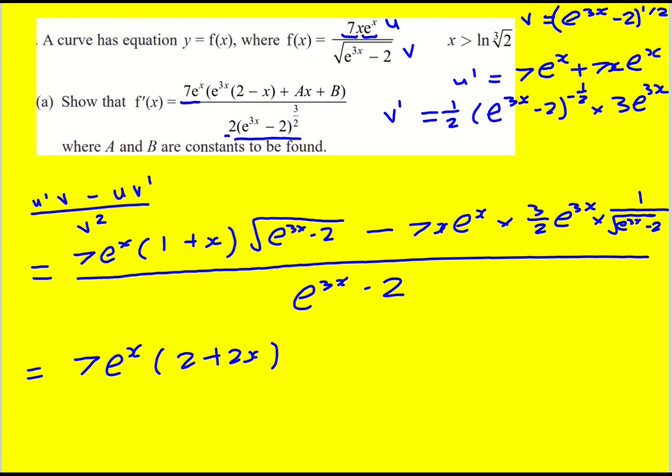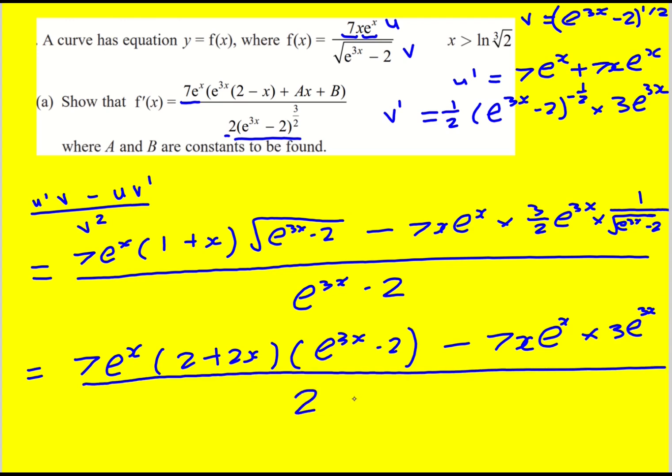So 7e to the x, 2 plus 2x, and then I'm going to get e to the 3x minus 2, because I'm also timesing top and bottom by that square root. And then over here, I'm going to get minus 7x, not e to the 3x, just e to the x, then times by 3e to the 3x. Because I'm timesing by the square root, it actually just cancels from here.